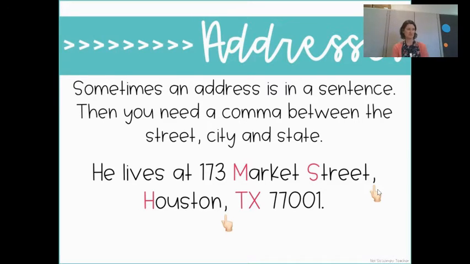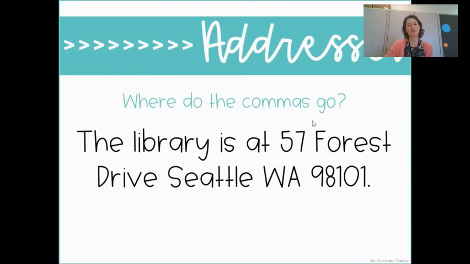All right. Sometimes, when we're not just writing the address on an envelope to list the 3 lines like we've just seen, we might be writing it in a sentence. Then you need a comma somewhere else as well. You need a comma between the street, the city, and the state. If you were to write, he lives at 173 Market Street, Houston, Texas, 77001, you keep that comma between the city and the state, but you also need one after the street. So where do the commas go for this one? The sentence says, the library is at 57 Forest Drive, Seattle, Washington, 98101.